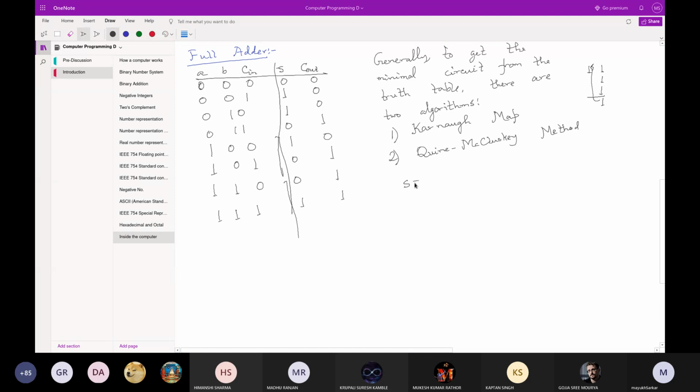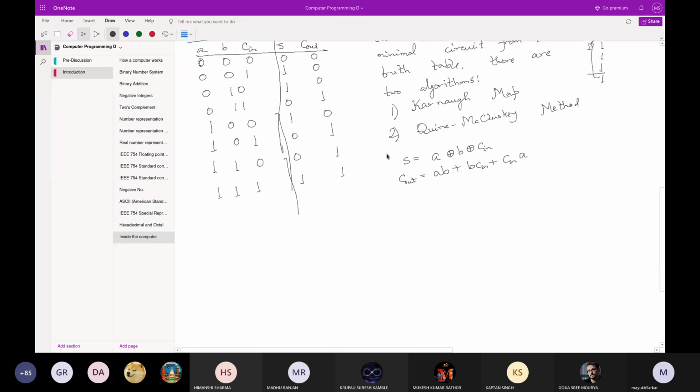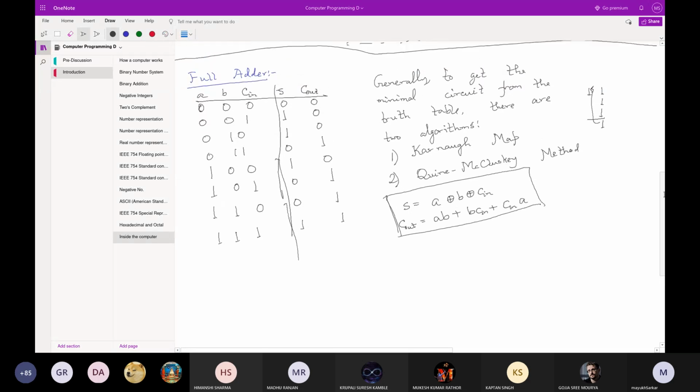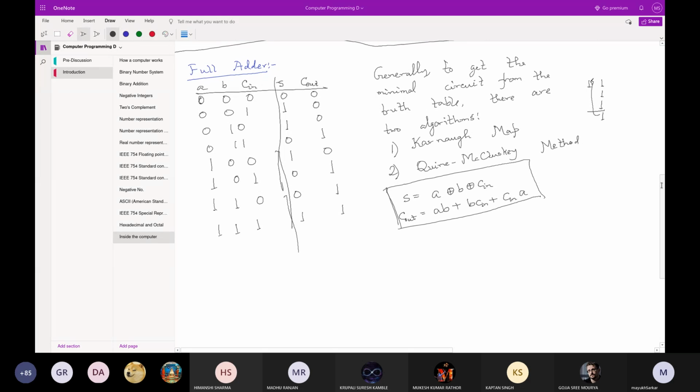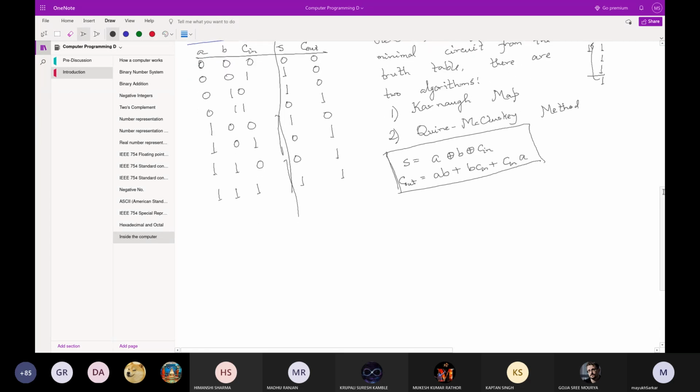In fact, you can verify that Sum will be A XOR B XOR C in, and C out will be AB plus B C in plus C in A. These two equations will be obtained. These two equations will be the equations of the minimal circuit for this full adder. I am not showing the algorithm because that will drift us to a completely different discussion. Our major focus is to get the circuit.